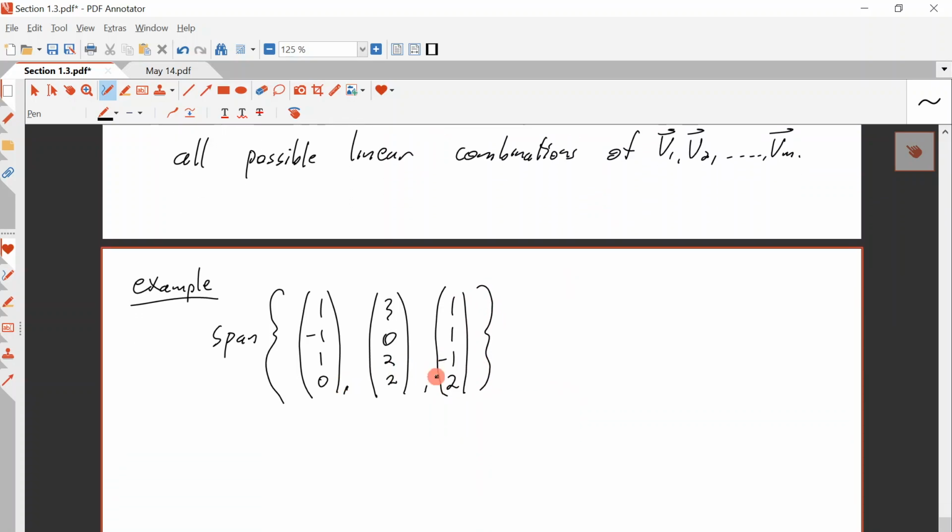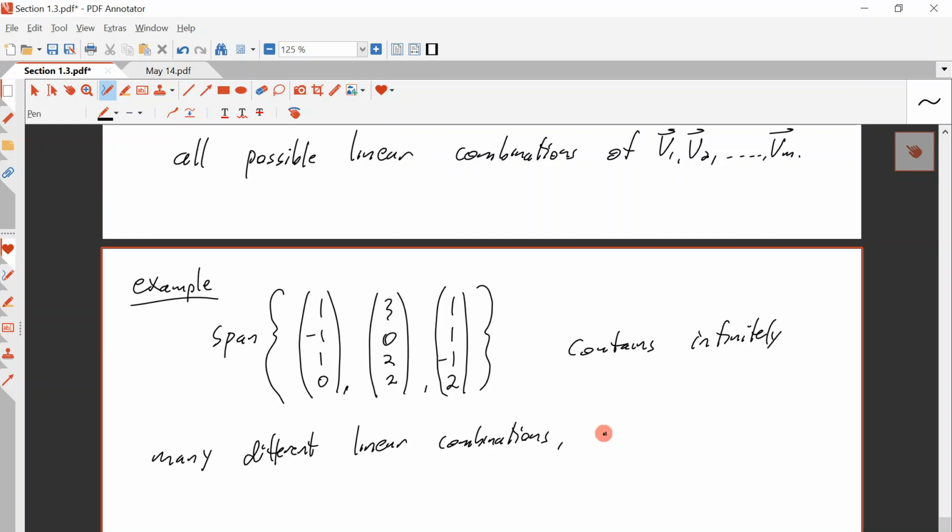So the span of these three vectors contains infinitely many different linear combinations, right? Because those coefficients, x1, x2, x3, those scalars that you pick, they can be any real numbers that you like, so there's infinitely many possible choices. So it contains infinitely many different linear combinations. Here are some of them.